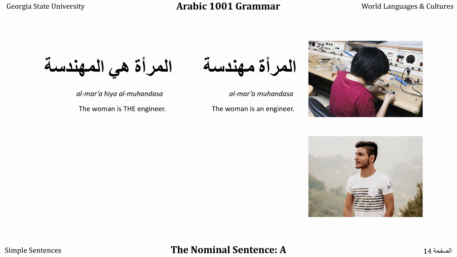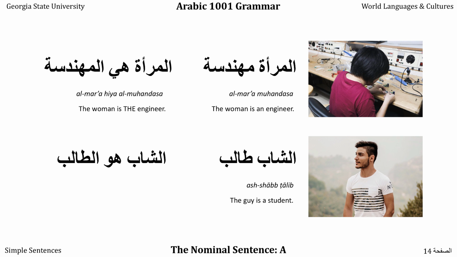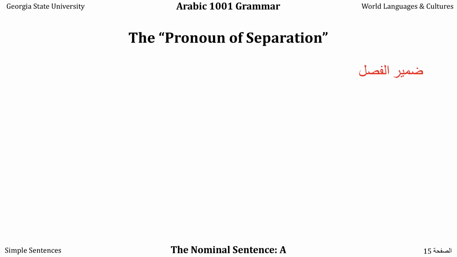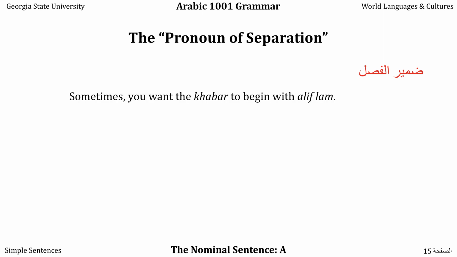It works the same way with male people. Ashab talib, the guy is a student. But if we want to make him the student, we have to say ashab huwa at-talib. So now we have said the guy, he is the student. And this is our way of getting across the guy is the student. Very simple, really, but a little bit confusing at first. So this is called Damir al-Fasl, the Pronoun of Separation, an excellent title for a grammatical romance novel.